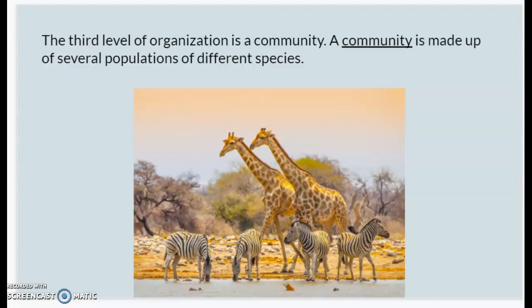The third level of organization is a community. A community is made up of several populations of different species. So, in this picture, we have not only zebras, a population of zebras, we have a population of giraffes. If it was a detailed picture, maybe we'd have a population of birds, or if it was zoomed out, a population of fish in the water. So, a community is all the different populations.